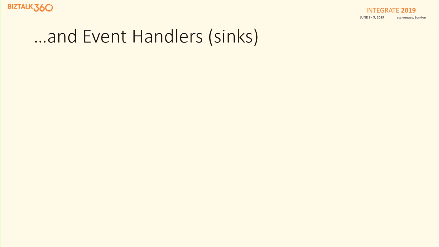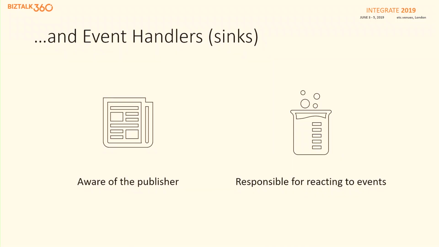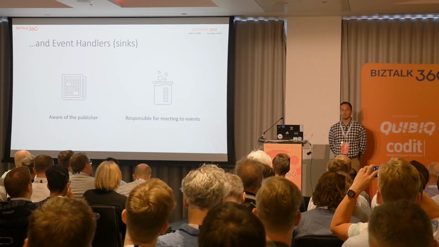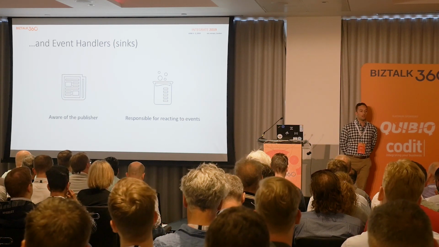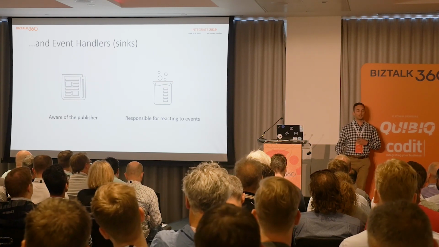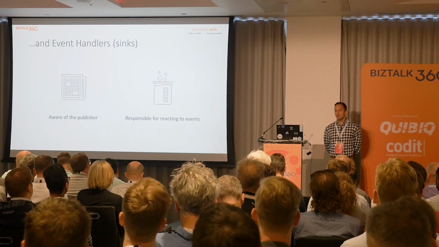On the other end of things, we have event handlers or sinks. These are, by necessity, aware of the publisher, because they are responsible for reacting to the events. They need to know the types of events they're going to expect on the topic, the volume, and the event size in theory, and they need to be prepared to handle those events. So you have almost an asynchronous nature in the coupling of the source and the sink. It's a one-to-many relation. Event Grid is not a request-response system, nor is it a log.